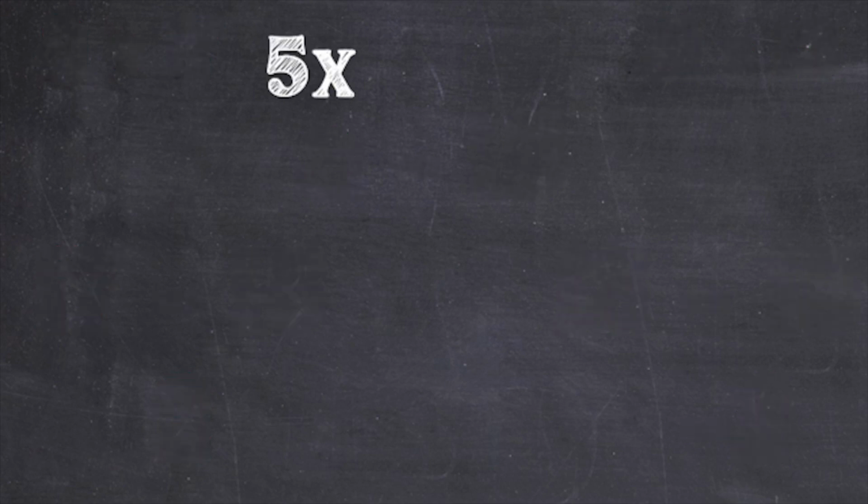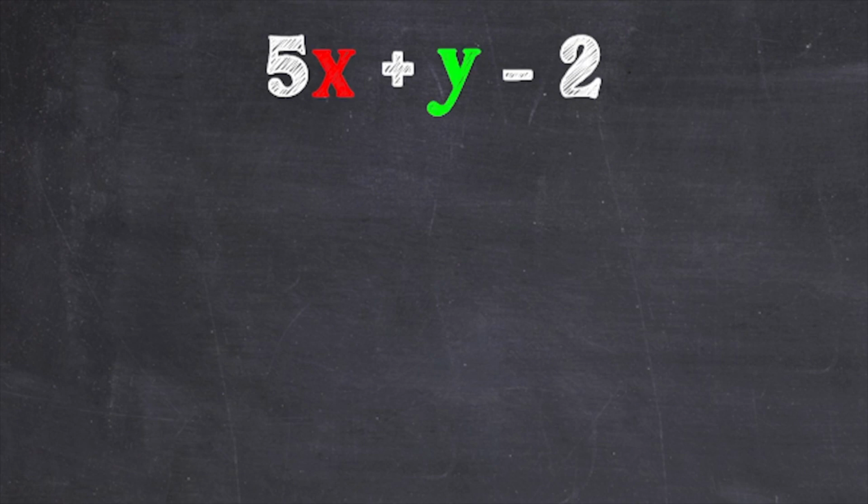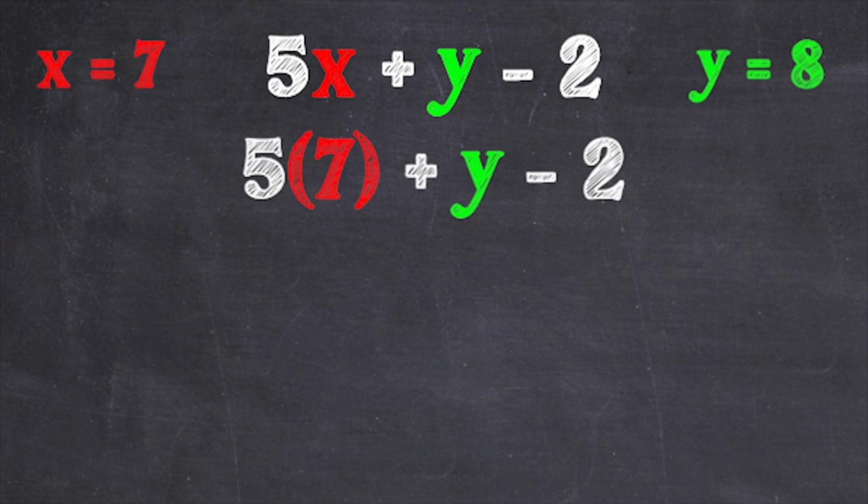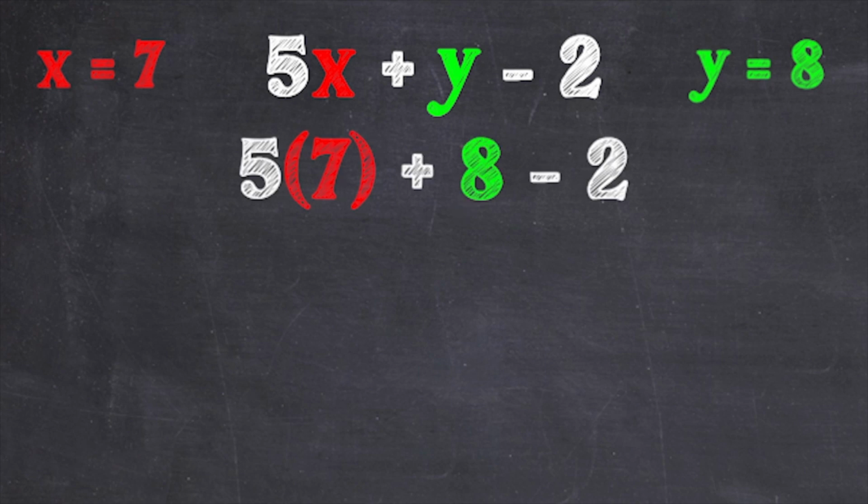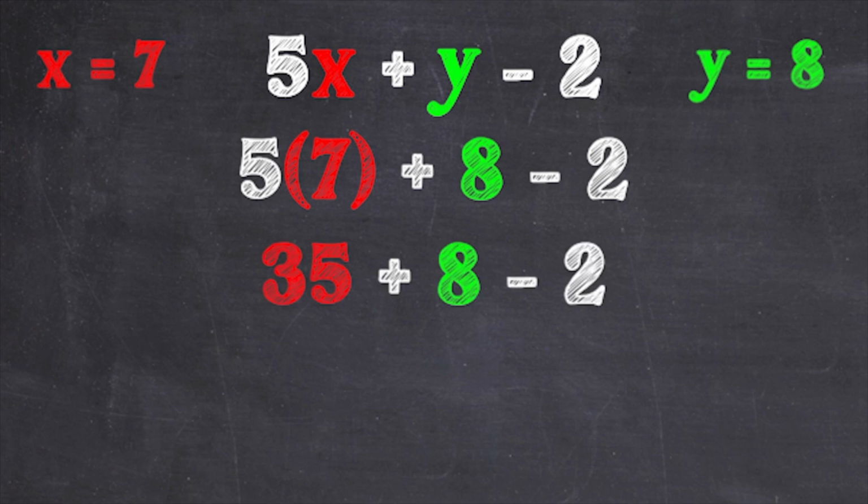Take a look at the next example, which has two variables. In this expression, we have two variables, x and y. To fully evaluate this expression, we need to know the values of both the variables. Here we are told that the value of x is 7, and the value of y is 8. Evaluating the expression would follow the same steps as before. We start by replacing the x with 7 and the y with 8. Now, we need to multiply the 5 and 7 to give us 35 in the first term.